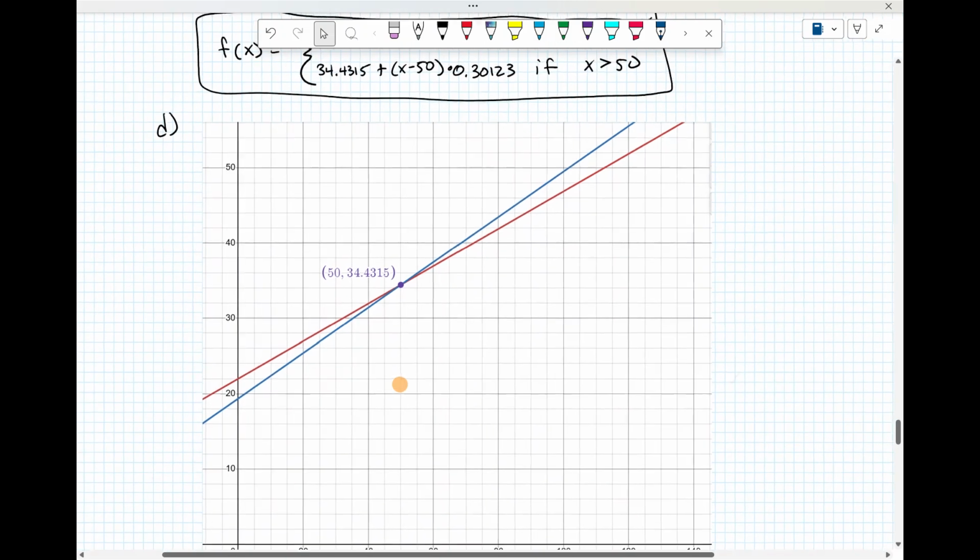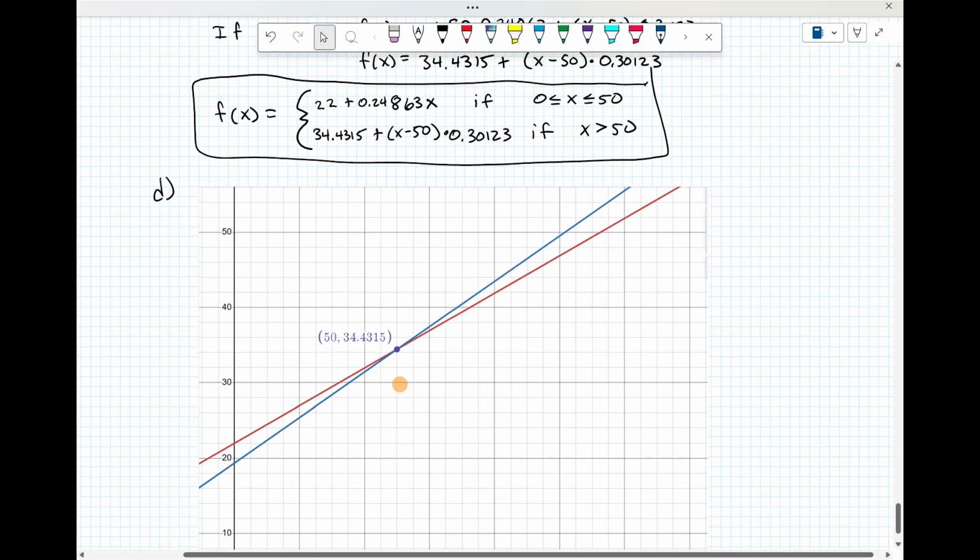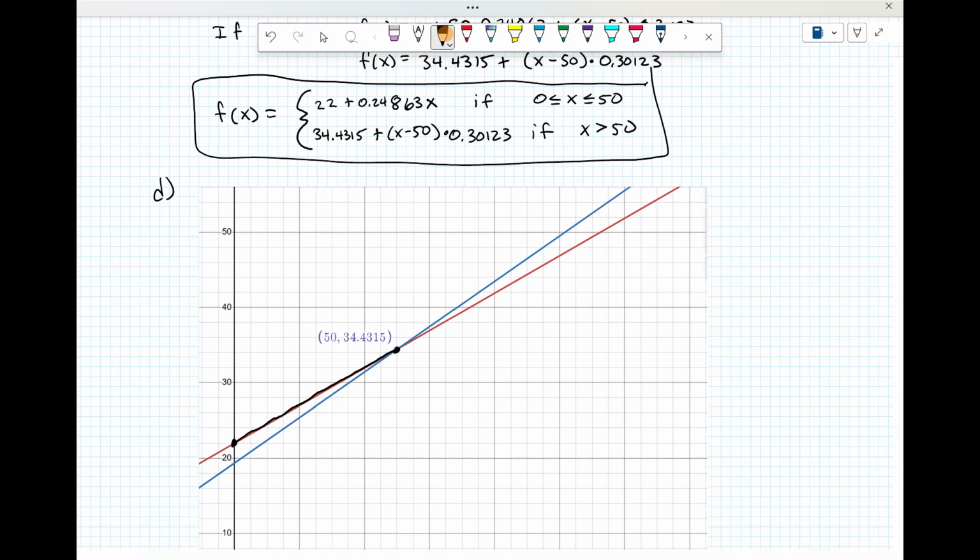So I'm going to do a little bit of a cheat, or not a shortcut here. All right, so let's think about it. I use the red line for 0 to 50. So I'm just going to trace from here to here. The rest of the red line I'm not going to use. And then after 50, I use the blue line. After that, now I follow that blue line going upwards. And that's more or less what my graph is going to look like.